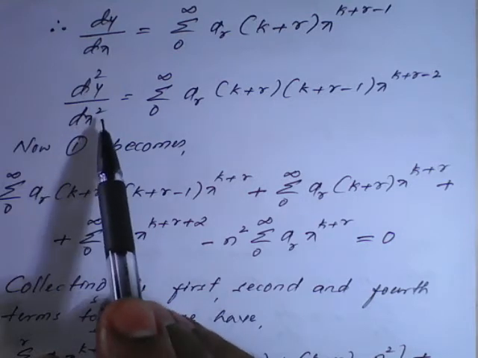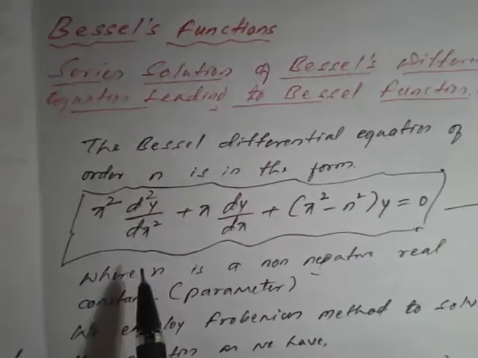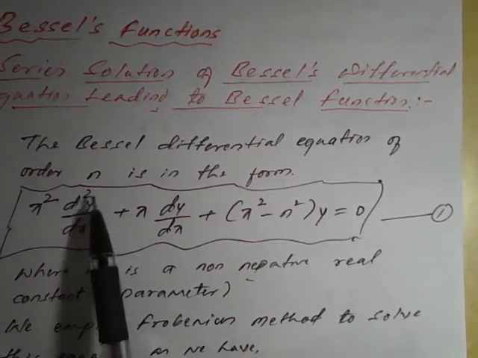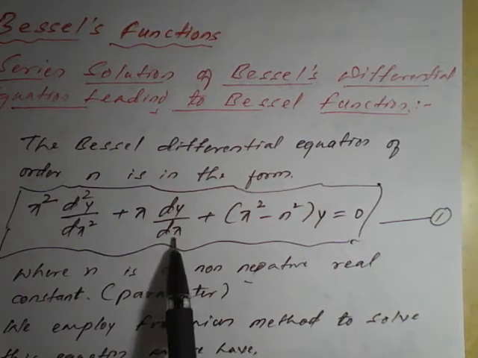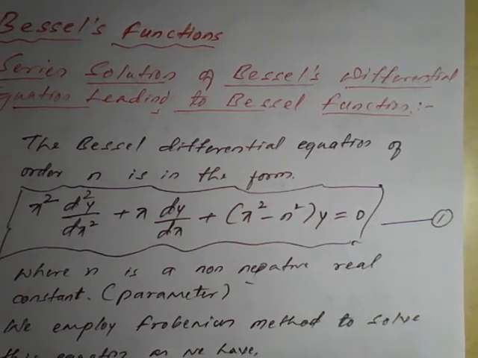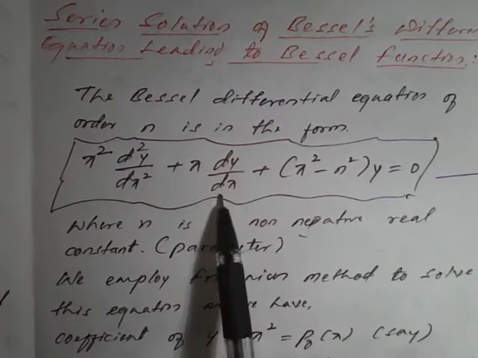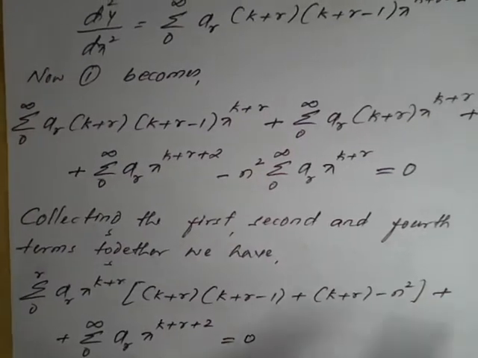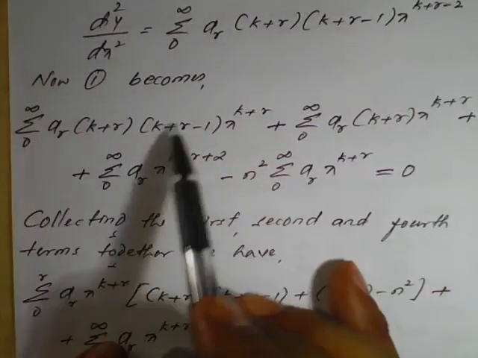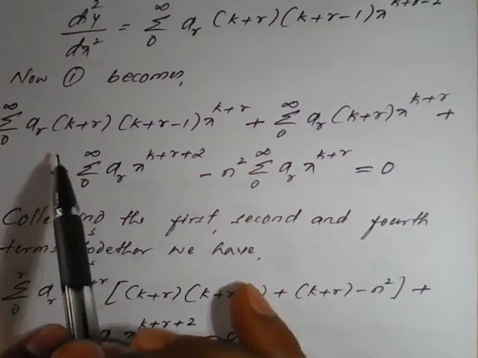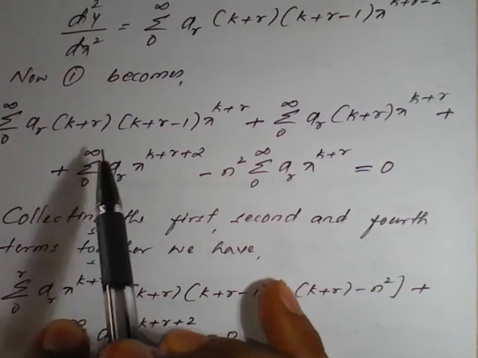Once we have this, the values of y, dy by dx and d squared y upon dx squared will be applied in equation number 1. The y value we take from equation 2, then dy by dx and d squared y upon dx squared. All values will be applied here, and in this we'll also apply the x squared value.